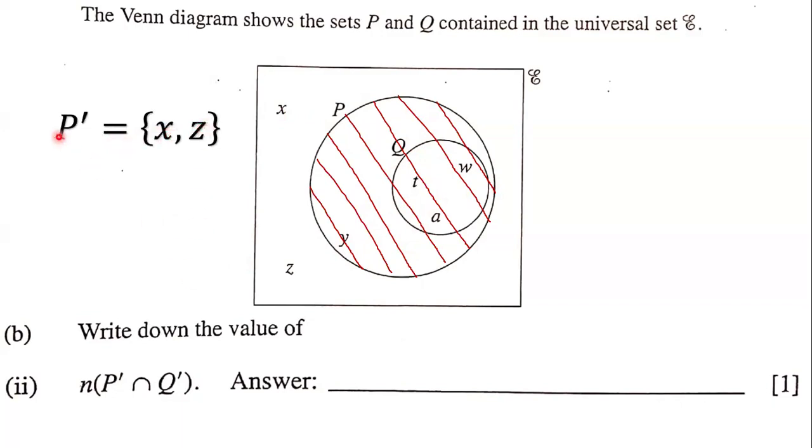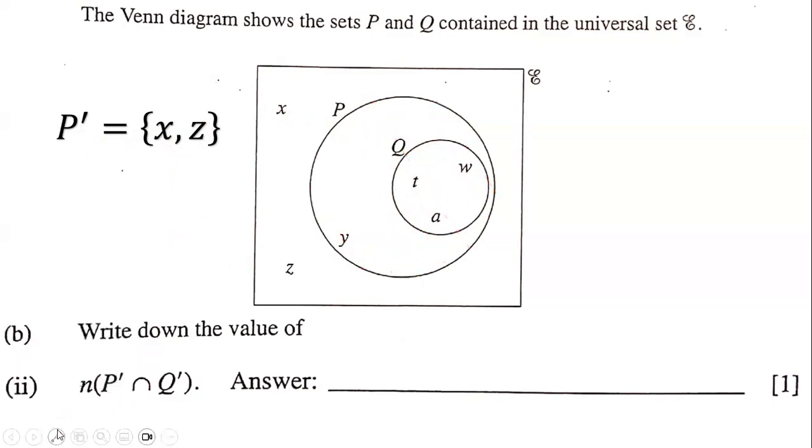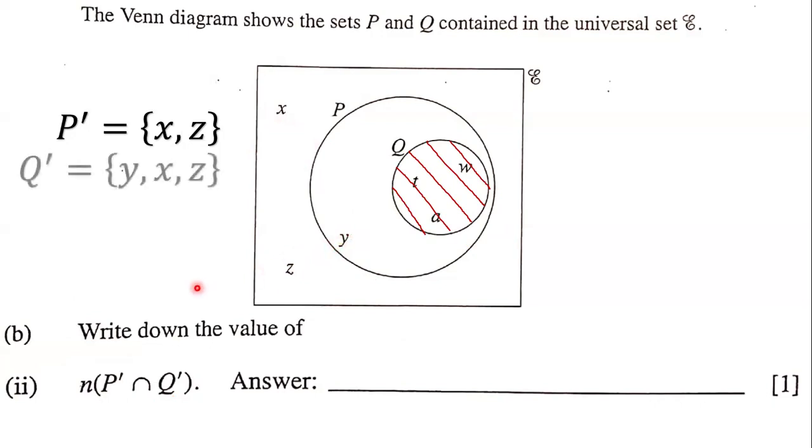Okay, now that we know what P complement is, let's determine Q complement. Q complement means that we want all of the elements in the universal set except for the elements that are inside Q. So we do not include any of the elements that are inside Q, but all of the other elements in the universal set we can include. So what do we have left? We have X, Y, and Z. Those are the elements in Q complement: Y, X, and Z.